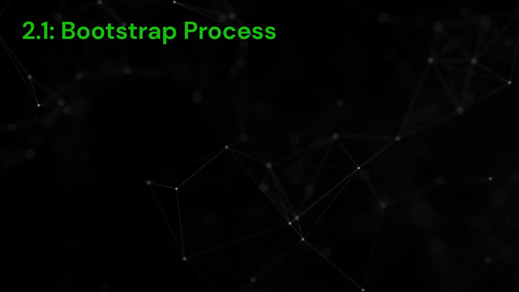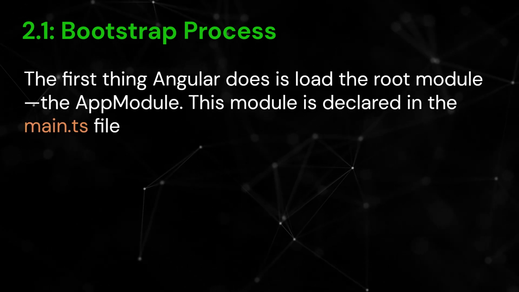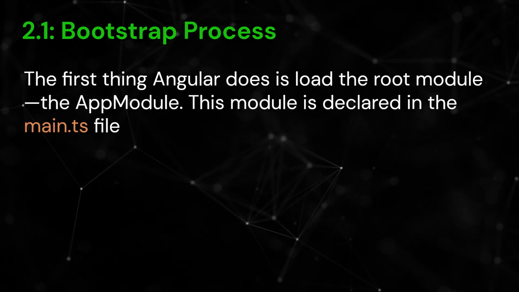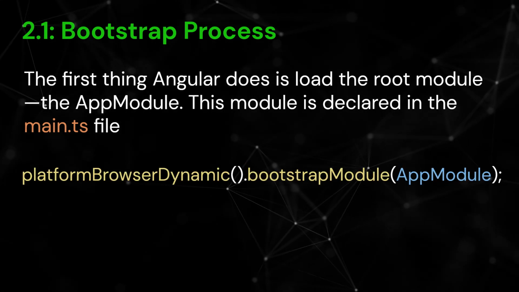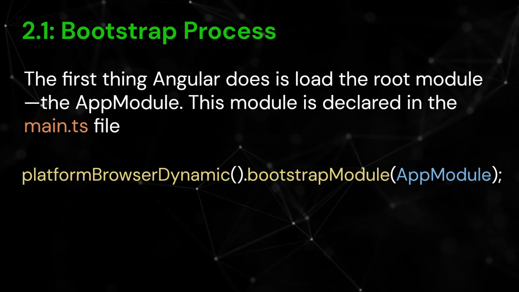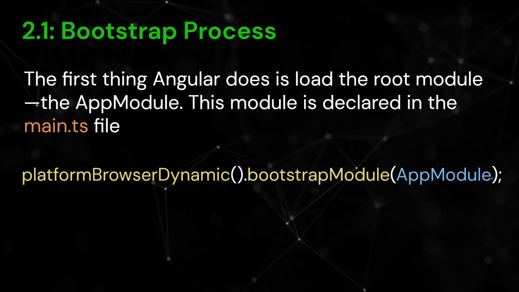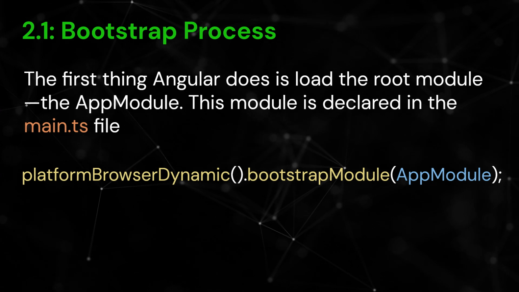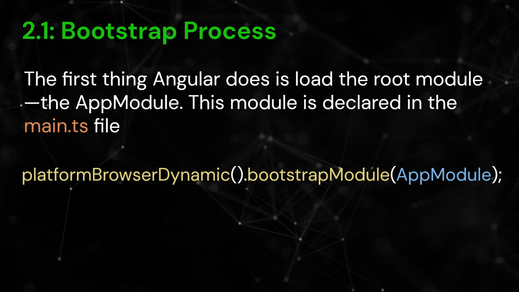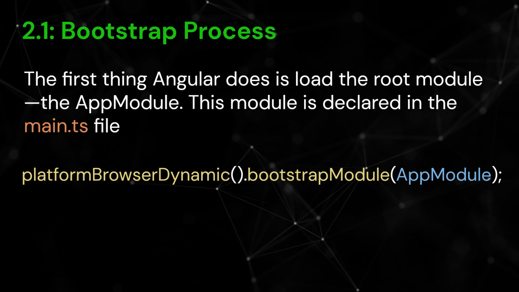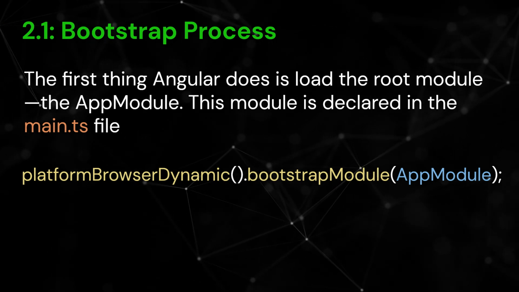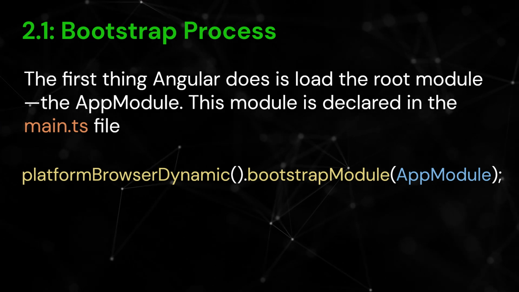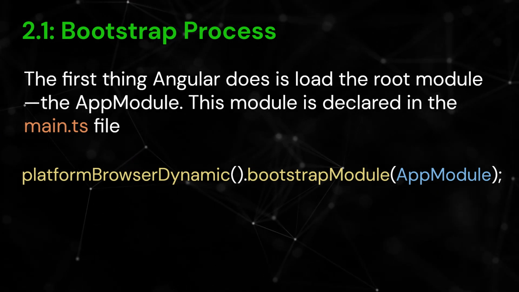The first thing Angular does is load the root module, the app module, and this module is declared in the main.ts file. platformBrowserDynamic().bootstrapModule(AppModule). This tells Angular to load the app module. Inside this module, we define the root component, typically the app component.